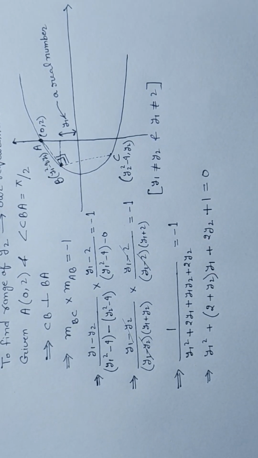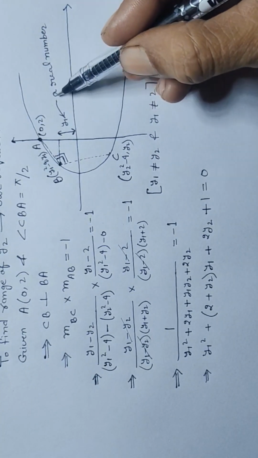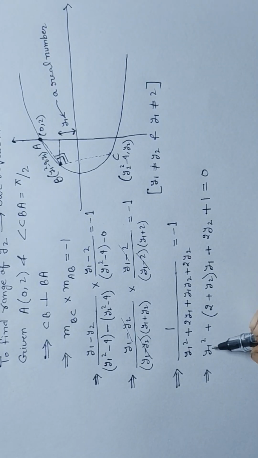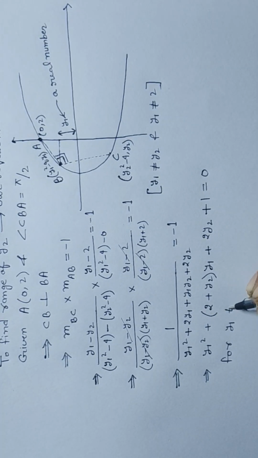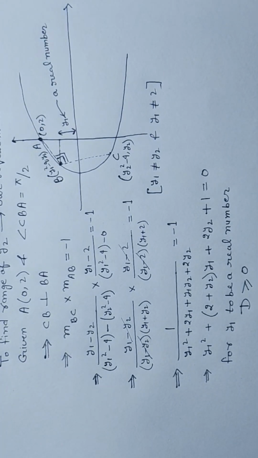This is a quadratic equation in y1, and y1 is a real number. So roots are real. So discriminant D is greater than or equal to 0, for y1 to be a real number, for this discriminant is non-negative.